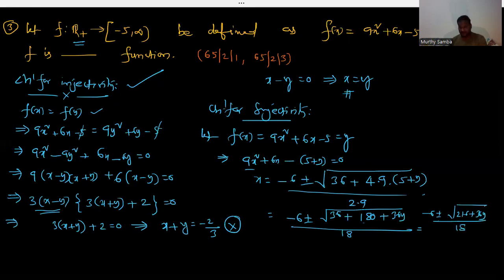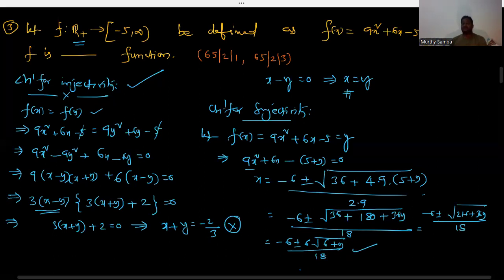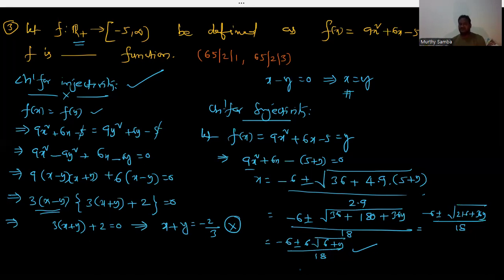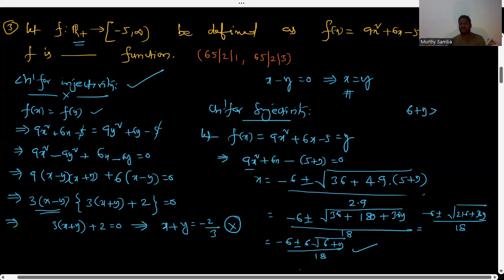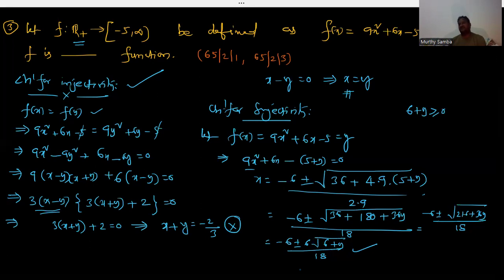From inside the bracket, I can take 36 common. So minus 6 plus or minus, when you take 36 common and make it outside, then it will be 6, right? So 6 times root of (36 plus y)... sorry, (6 plus y), whole divided by 18. Now you see this. In order to find the range of this function, 6 plus y is inside the square root, right? When 6 plus y is inside the square root, then 6 plus y is definitely greater than or equal to 0. So y is greater than or equal to minus 6. So the y value is always minus 6 and above.